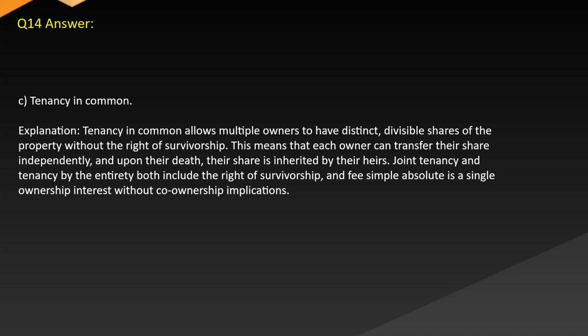Answer. C. Tenancy in common. Explanation. Tenancy in common allows multiple owners to have distinct, divisible shares of the property without the right of survivorship. This means that each owner can transfer their share independently, and upon their death, their share is inherited by their heirs. Joint tenancy and tenancy by the entirety both include the right of survivorship, and fee simple absolute is a single ownership interest without co-ownership implications.